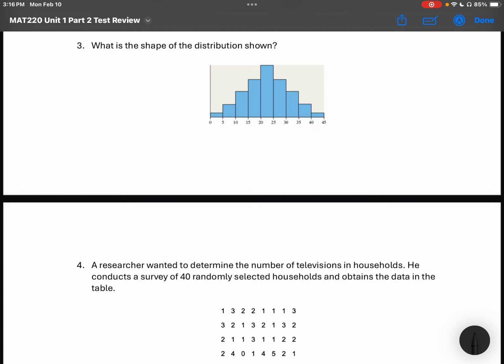For question number 3, we want to know the shape of this distribution. In this case, this will be symmetric, specifically bell-shaped, since this graph looks relatively like a bell.